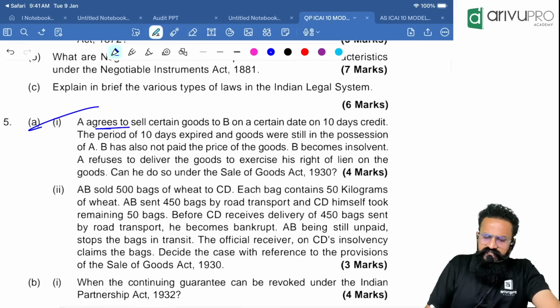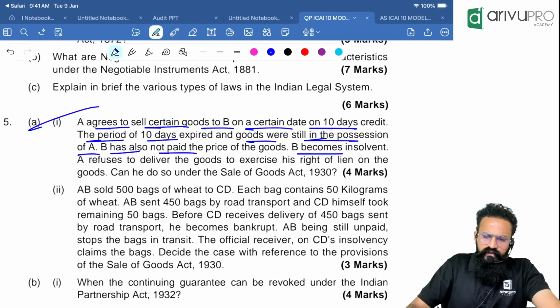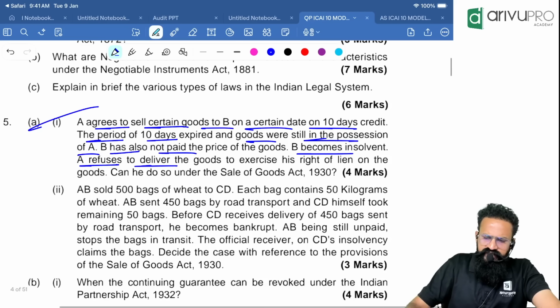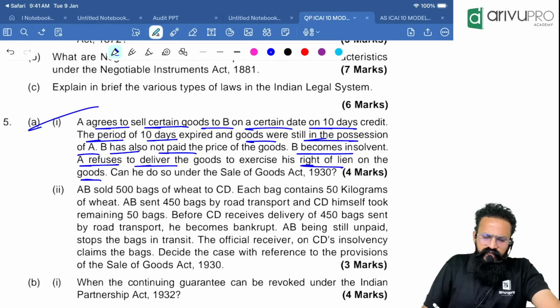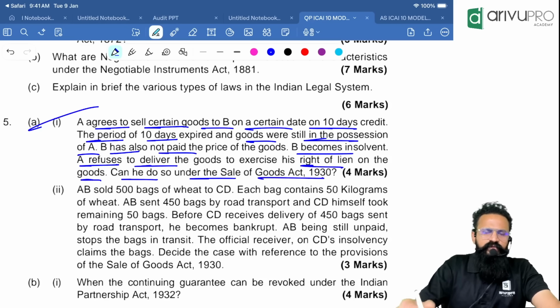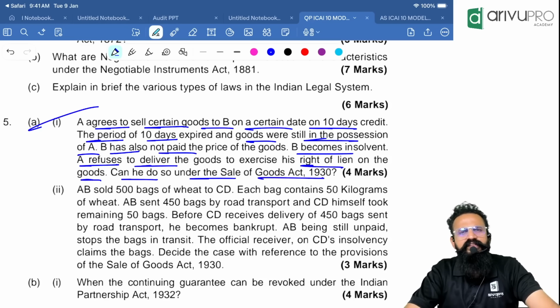A agrees to sell certain goods to B on certain date on 10 days credit. The period of 10 days expired and goods were still in the possession of A. B has also not paid the price of the goods. B becomes insolvent. A refuses to deliver the goods to exercise his right of lien on the goods. Can he do so under the Sale of Goods Act? Can he do? Of course, answer is yes.